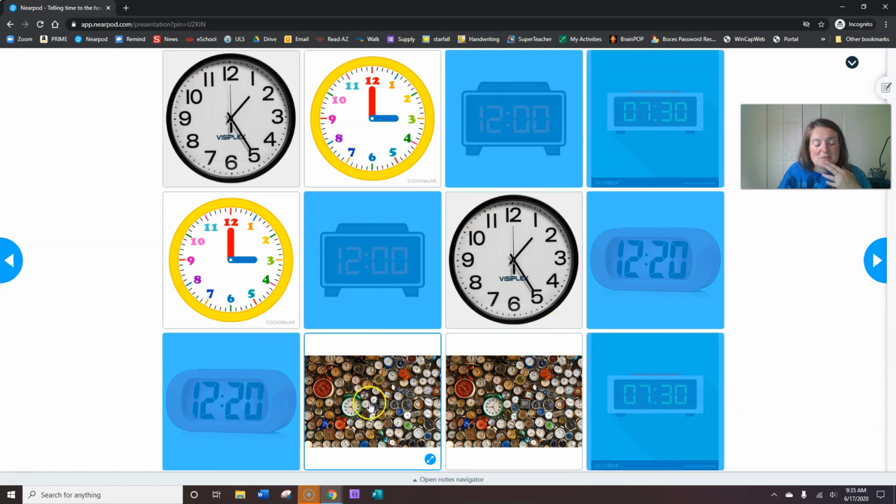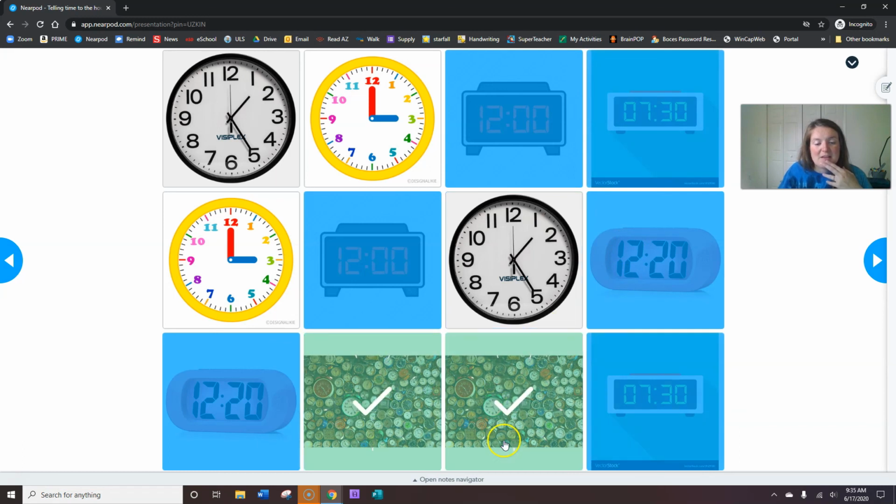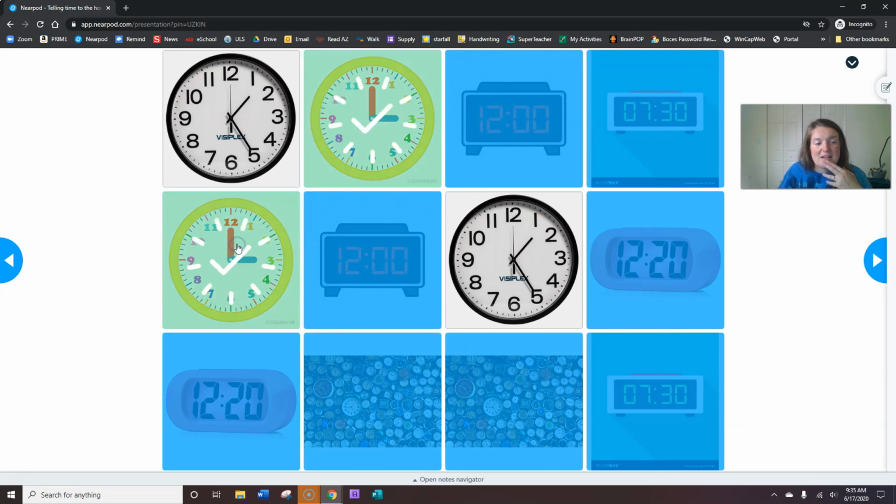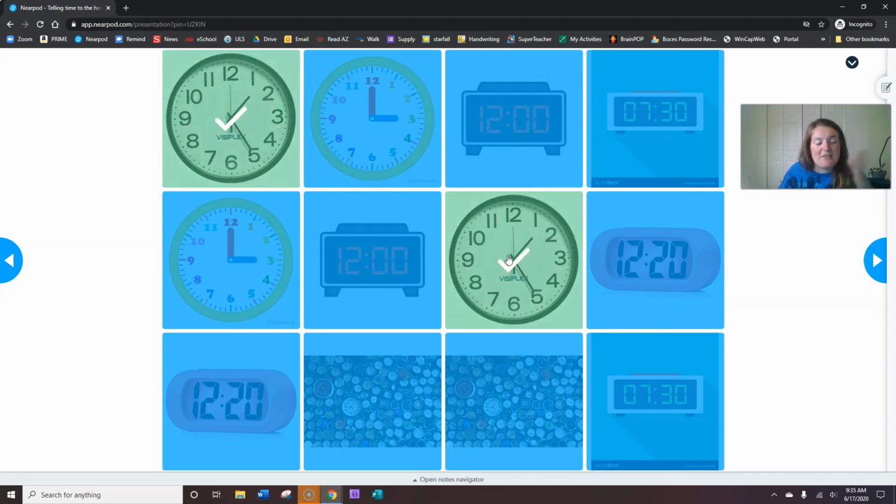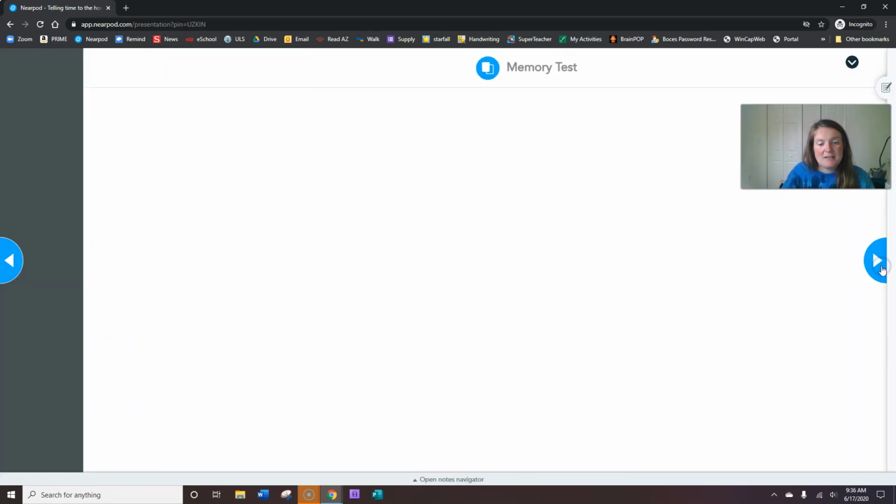Now we have a picture with a lot of clocks and a picture with a lot of clocks. We have this clock shows 3 o'clock. And we didn't practice to the 5 minutes, but this clock shows 1:25. 5, 10, 15, 20, 25. 1:25 and 1:25. It's a match.